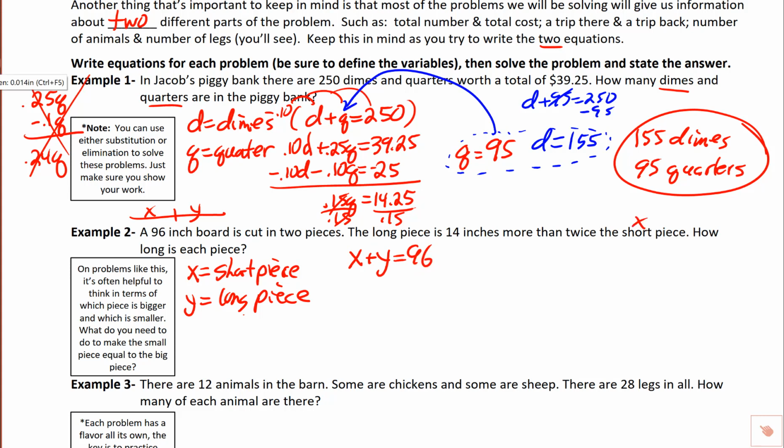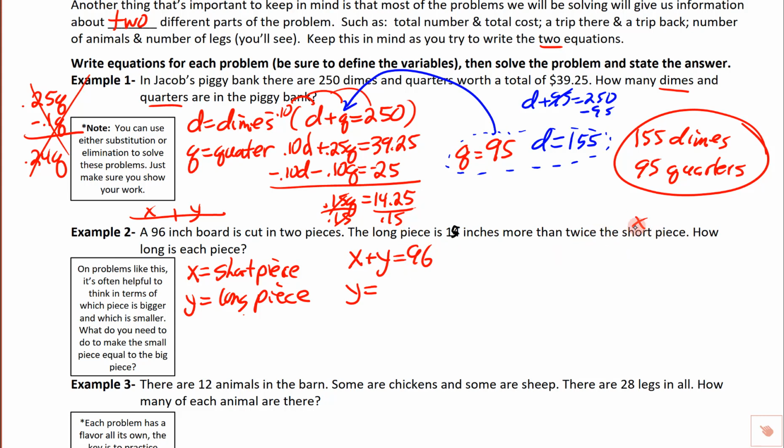And I just noticed I've got a typo here. This second one should say the long piece is 15 inches more than twice the short piece. So we're going to go ahead and go with that. So what that means is the long piece, so that would be y, equals 15 inches more than twice the short piece. So this is kind of telling us what we need to do to the short piece to make it as long as the long piece.